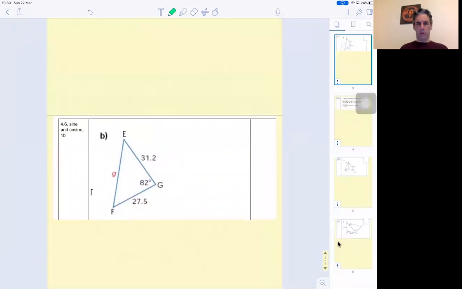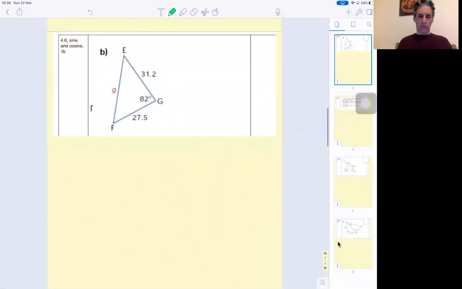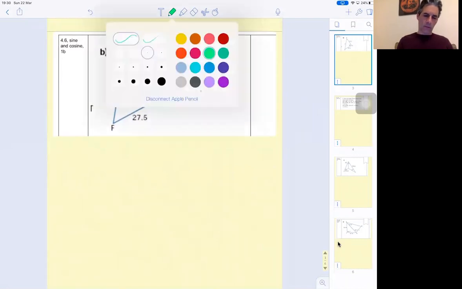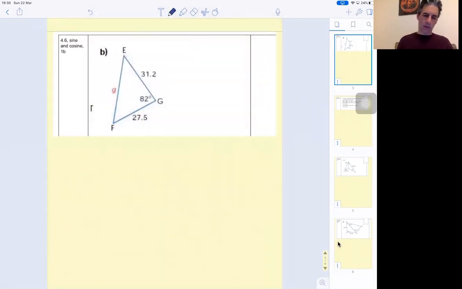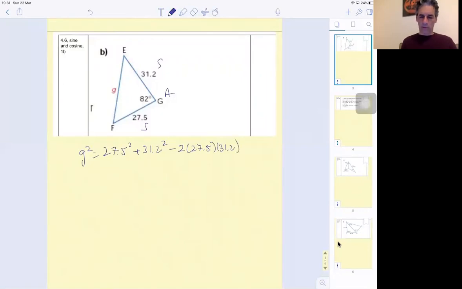This question here, somebody posted this one, sine and cosine rule. You're just asked to find the side length of G here. And as you can see, you've got a side, an angle, and a side. So this is a straightforward cosine rule. So we'll do G squared is 27.5 squared plus 31.2 squared minus 2 times the product of the sides times the cosine of the angle.